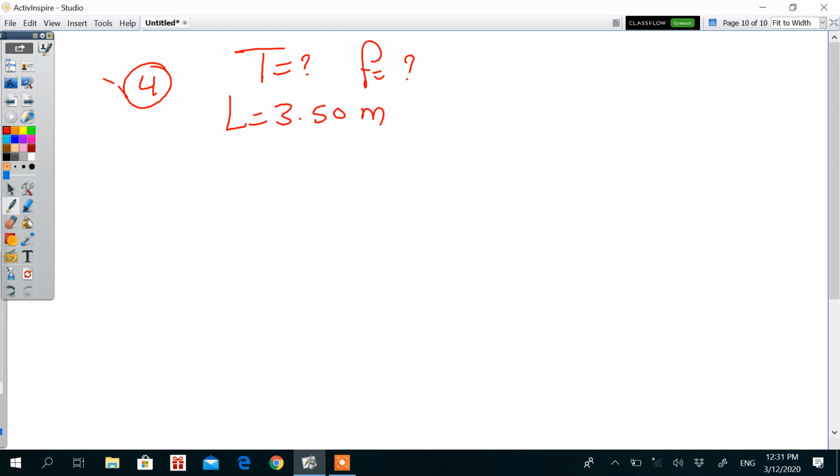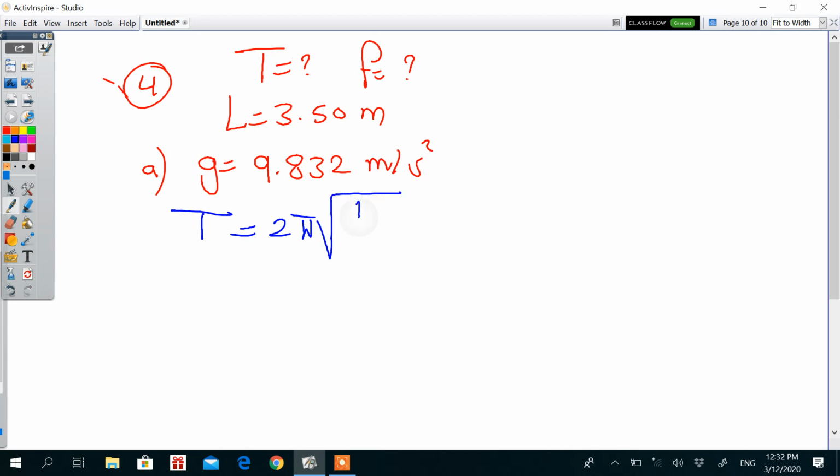Now you have to do this at 3 different locations. A, at the North Pole, where the gravitational acceleration, G, equals what? 9.832 meter per second squared. Okay? Now, again, we'll go to what? To the formula, to the equation. T equal 2 pi square root L over G or AG.